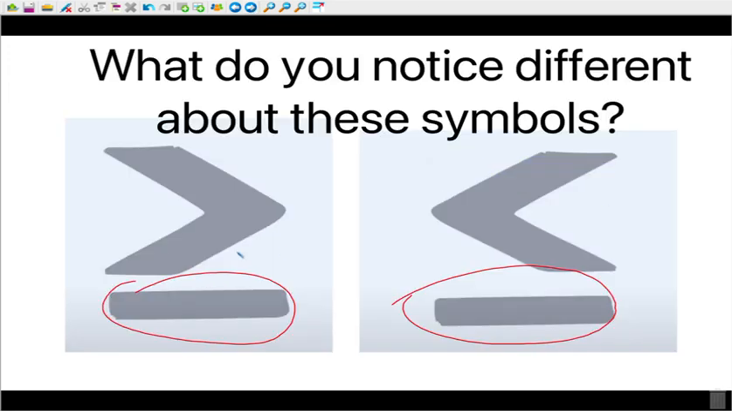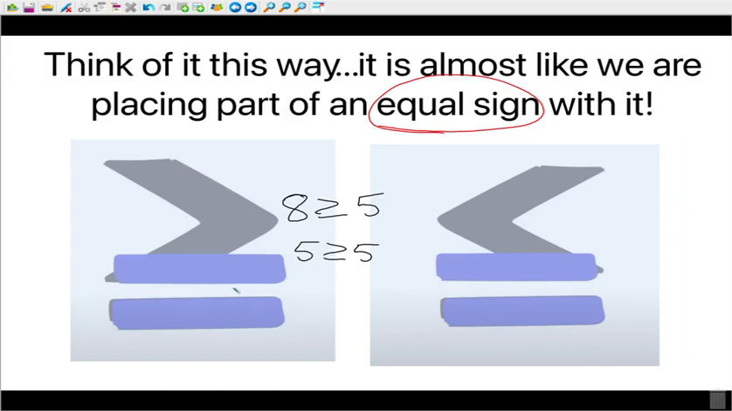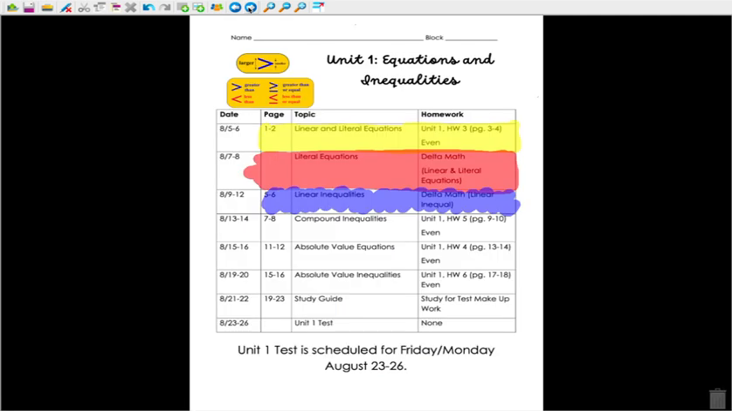What do you see different about these symbols? Here you should see that these two symbols appear to have part of an equal sign attached to them, whereas you would read them as greater than or equal to, or less than or equal to. Let's get started.